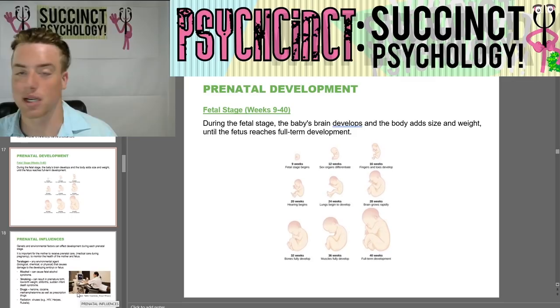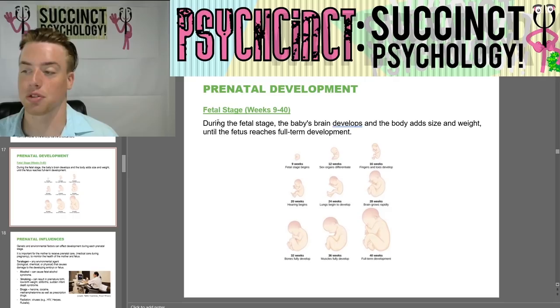Now, prenatal development, the fetal stage is weeks 9 through 40. During the fetal stage, the baby's brain develops and the body adds size and weight until the fetus reaches full term development. So here you start at 9 weeks, it begins, and you get to 40 weeks, full term development. You have a whole baby now.